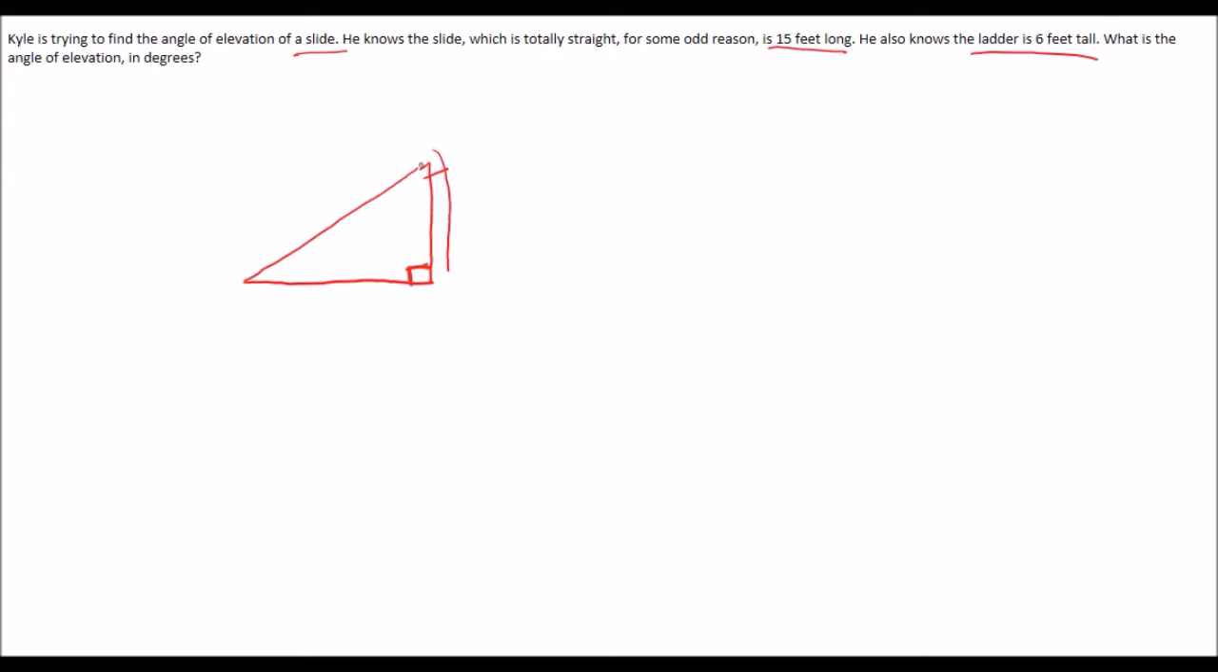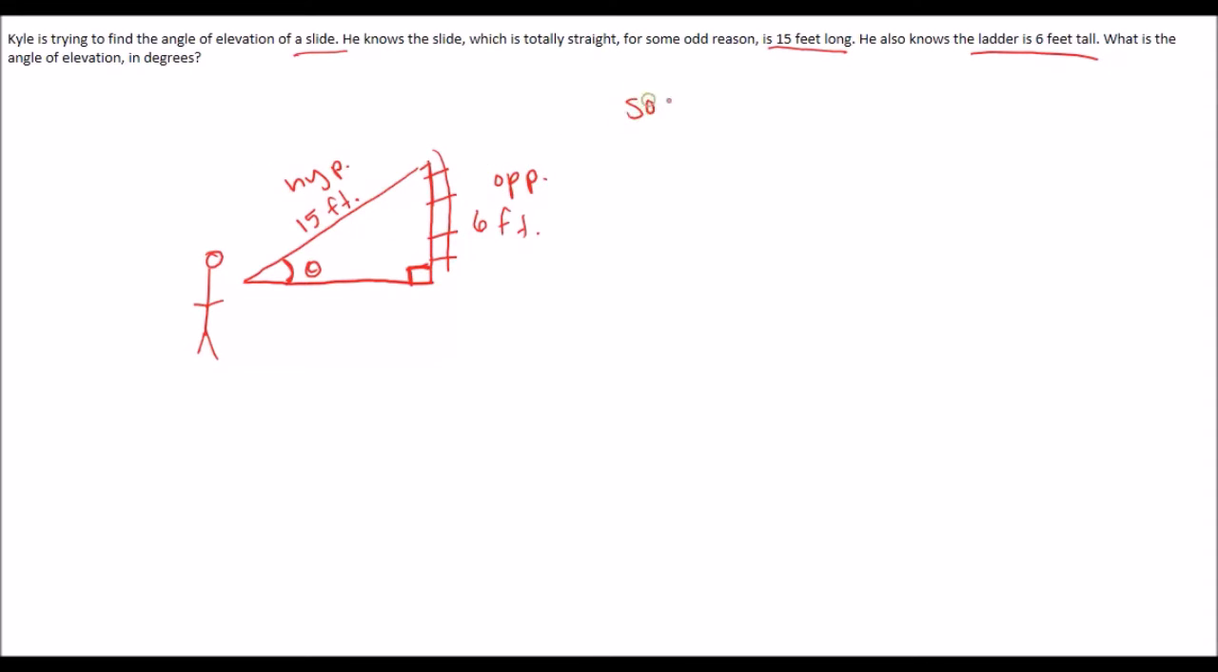So here's the ladder. Ooh, it's not a very good ladder, but there's the ladder. This is the slide. So this is 15 feet, and the ladder is 6 feet. Here's Kyle, trying to find the angle of elevation. Oops, he's kind of in the ground for some reason. But the angle of elevation we said is this, so we'll call this theta. And we know the opposite of theta and the hypotenuse.